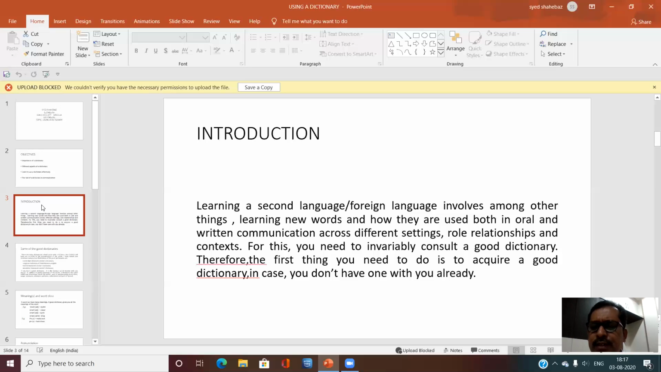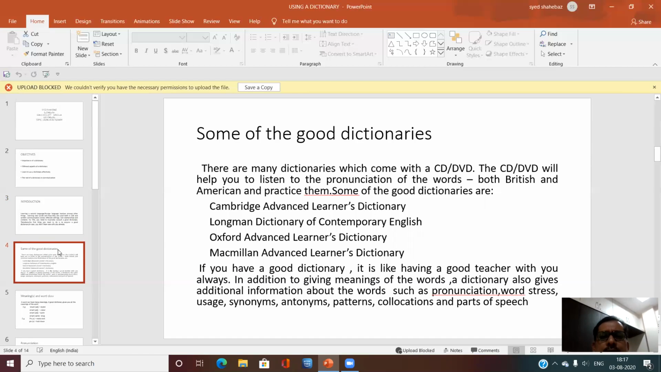And the beauty of a dictionary is it never becomes obsolete. It never becomes outdated. It is useful to you. It is useful to your future generations also. That's why buying a dictionary is a good investment. So let us see, in this slide, some of the good dictionaries.